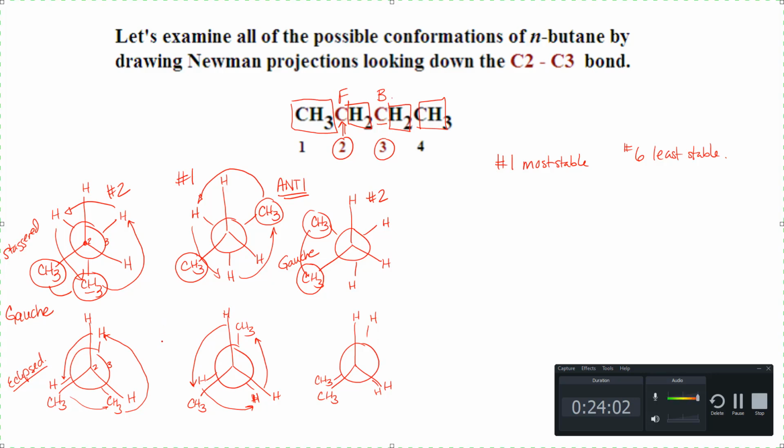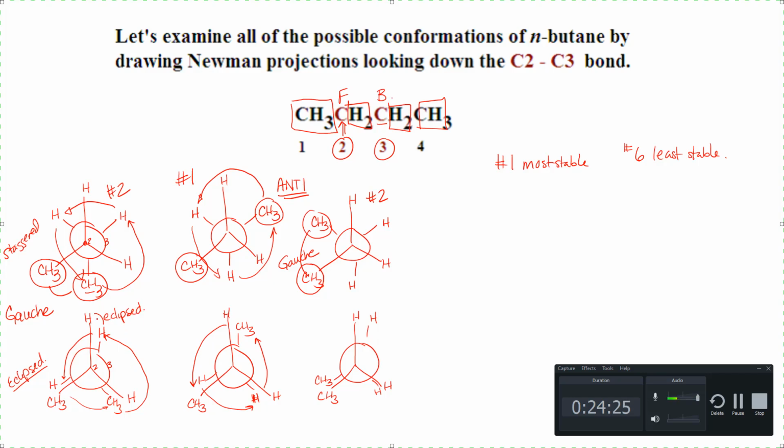The destabilizing interaction, number 1, is having the groups close together, like these two hydrogens. But that's the best case scenario, having two small groups like hydrogens next to each other, eclipsed. That's the term we would say: these two hydrogens are eclipsing each other.